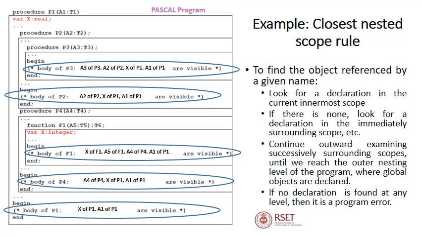However, we know that all the objects of the outer enclosing subroutines will also be visible in P3. Hence, we will next check the enclosing subroutine P2. If A2 is declared within P2, then it will be visible inside P3 also, and we can use that value. That is the closest nested scope rule.